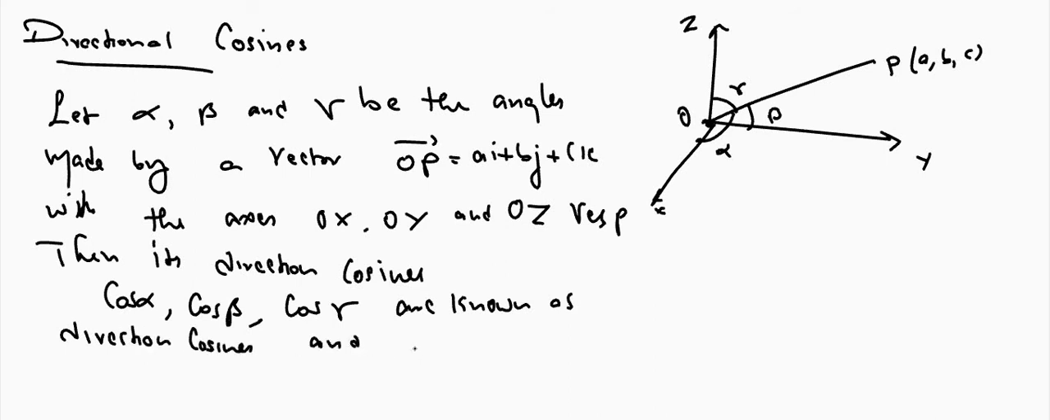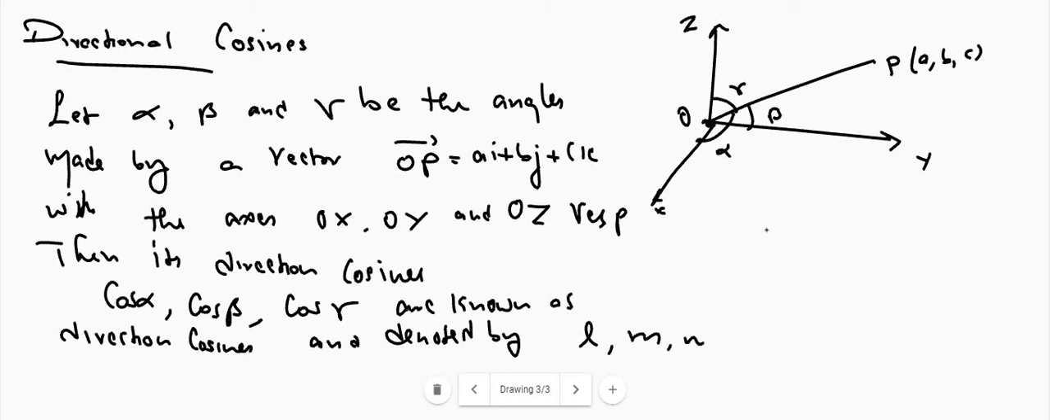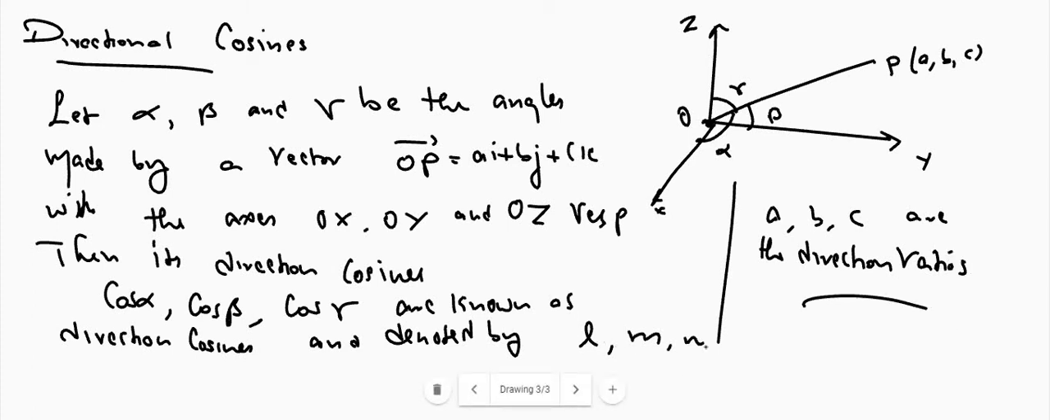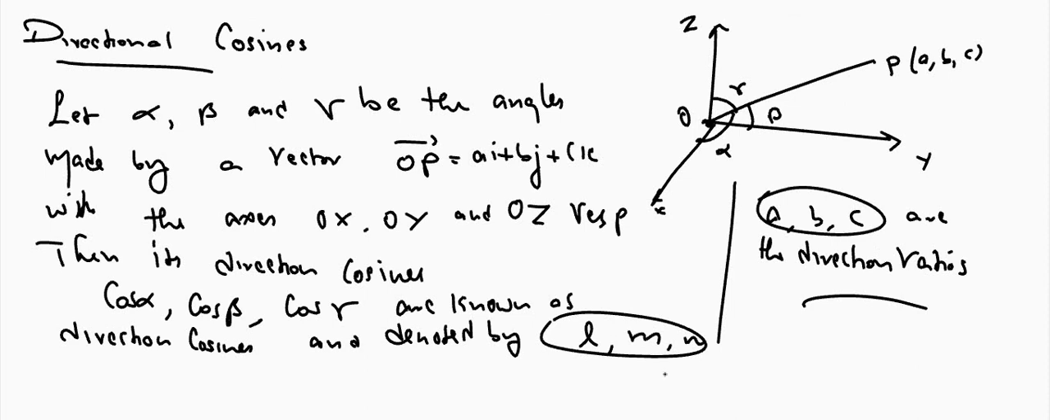And usually they are denoted by small letters l, m, n. The relation connecting direction cosines and direction ratios: direction ratios are numbers which are proportional to direction cosines. Here a, b, c are the direction ratios.